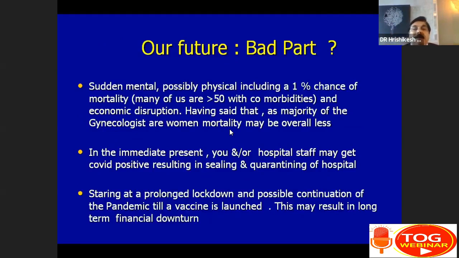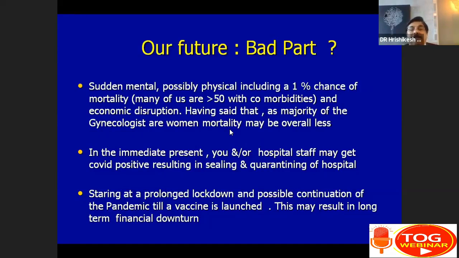There is sudden mental, possible physical harm, including a 1% chance of mortality. Many of us are more than 50 and we may have comorbidities. So we have a higher risk of mortality, and there may be economic disruption. We have already got financially disrupted. Having said that, as the majority of gynecologists are women, the mortality may be overall very less.